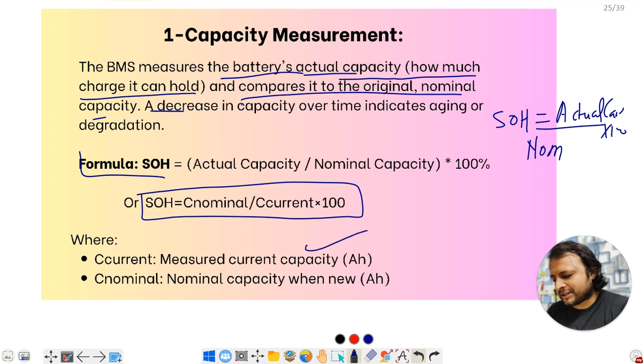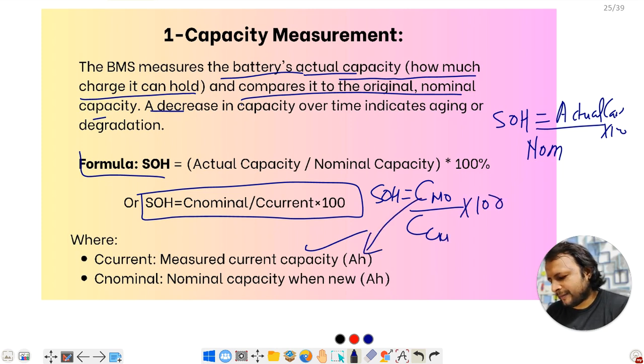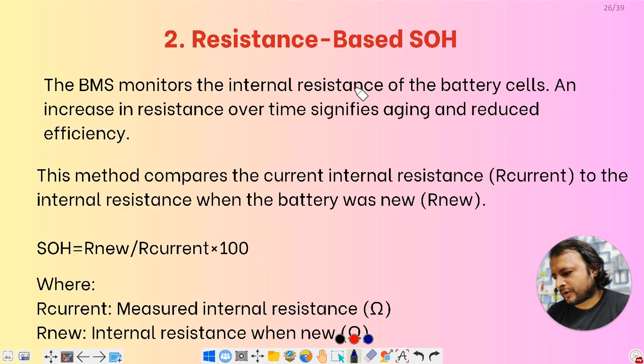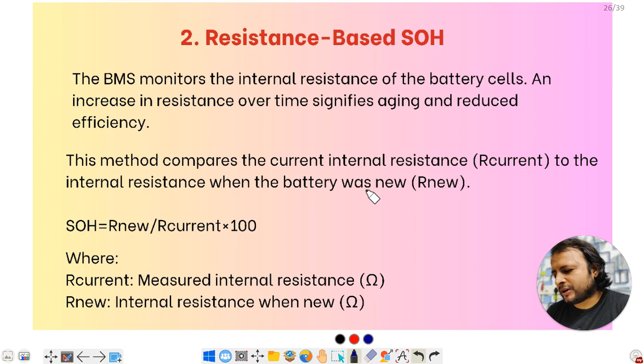तो मेजर करंट कैपेसिटी नॉमिनल हम लोग ऐसे लिख सकते हैं, SOH is equal to C nominal divided by C current multiplied by 100. C current defines the current capacity, and C nominal is what? This one is this one and this one is this one. And nominal capacity है ना, जब वो नया हो. Got it or not? So we can resistance based SOH, करंट में था तो resistance based होना ही था.